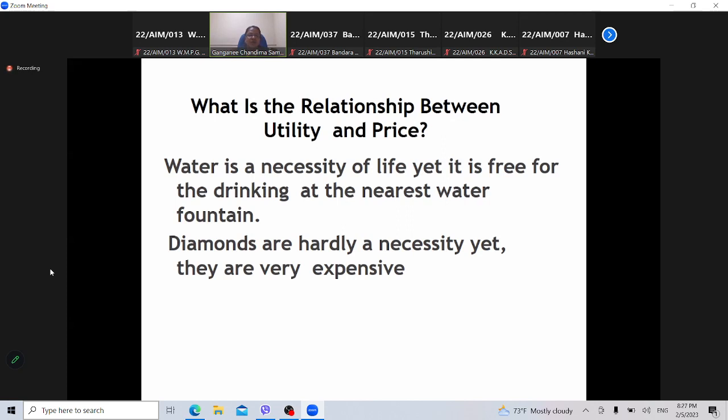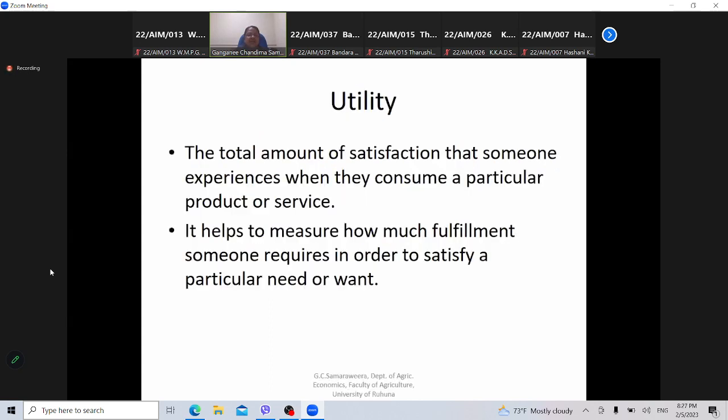But low utility also, maybe the price will be very high in case of diamonds, okay, or any other valuable thing, gold, okay. So because it's luxurious things, not necessities, luxuries, the utility may be low, but prices are very high, okay. So that's why the utility means total amount of satisfaction that someone experiences when they consume a particular product or service, both.